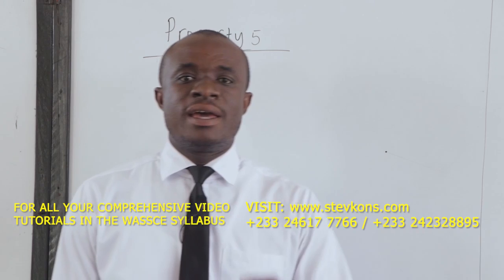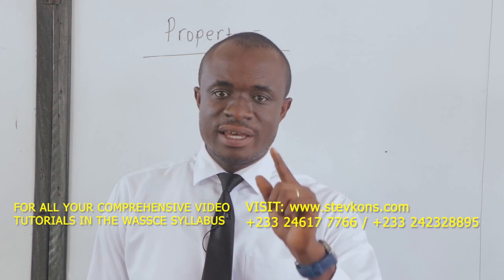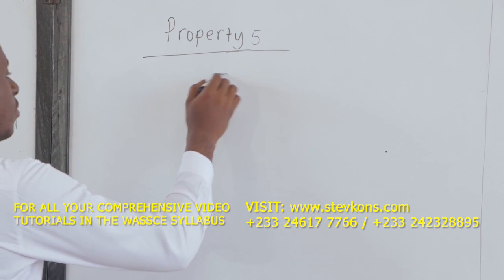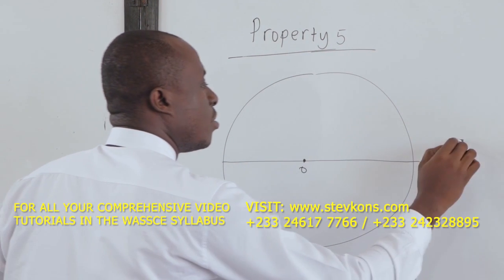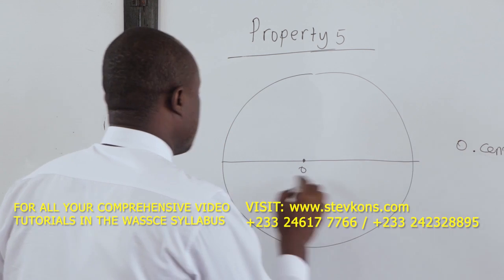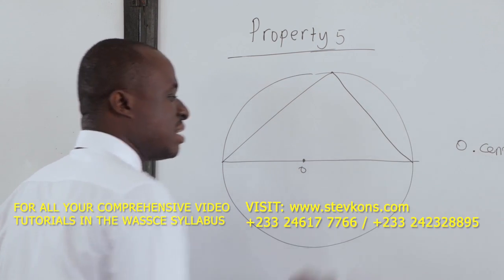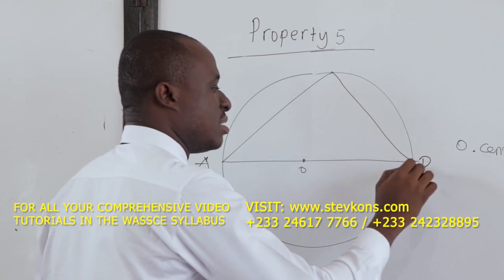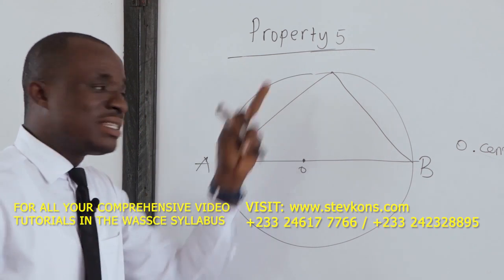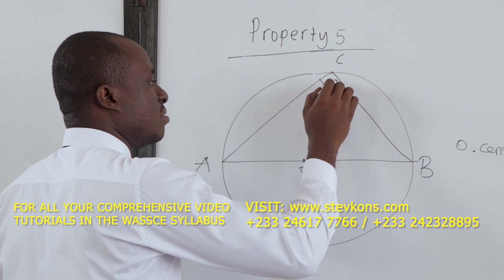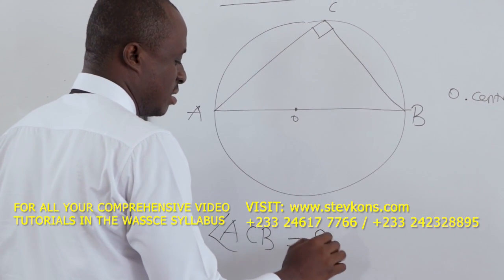Now let's see the fifth property. The fifth property says that the angle a diameter subtends at the circumference is 90 degrees. So let's see, we have a circle, and here O is the center. So what are we saying? The angle a diameter, so we are saying that AB is a diameter, it is passing through the center. So the angle a diameter makes at the circumference is 90 degrees. So we are saying that ACB is 90 degrees.